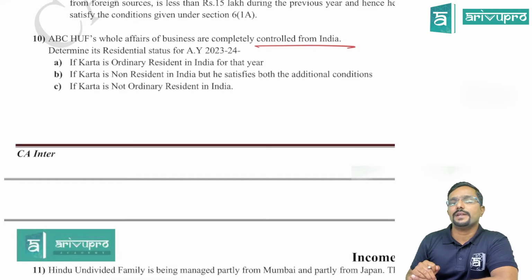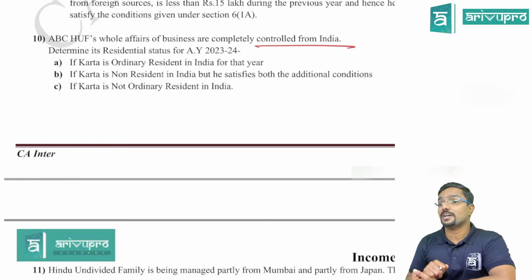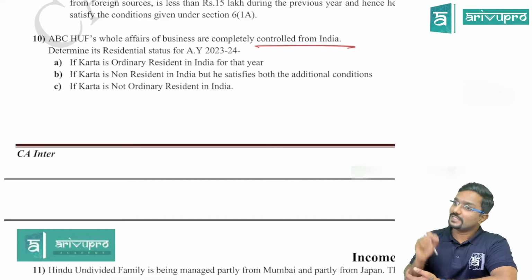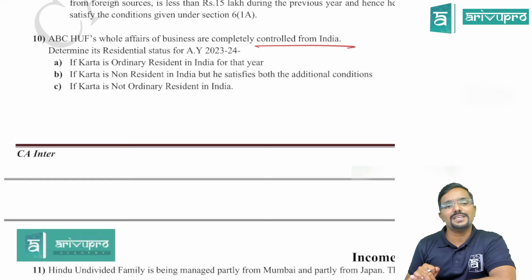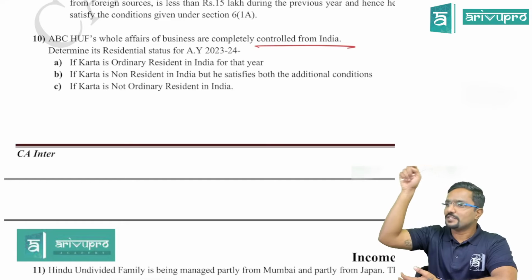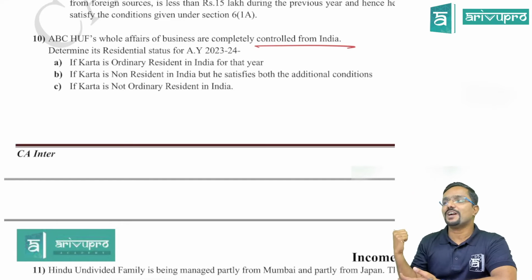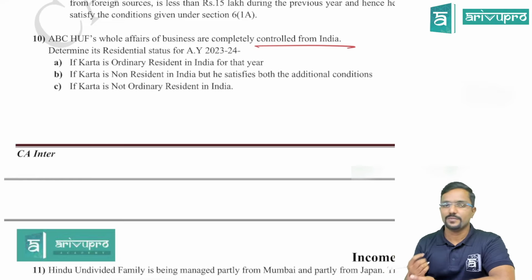If Karta is ordinary resident in India for that year. What is it, guys? If Karta is ordinary resident, then what will be the HUF's residential status? Ordinary resident. Okay. Next. If Karta is non-resident in India, but he satisfies both the additional conditions. One example what I give. Still, HUF will be ordinary resident. Then, if Karta is not ordinary resident in India, when will Karta become not ordinary resident? Sir, he has satisfied 6(1), but not 6(6). So, when he has not satisfied 6(6), what is the residential status of HUF? Not ordinary resident. Yes, take down the solution.